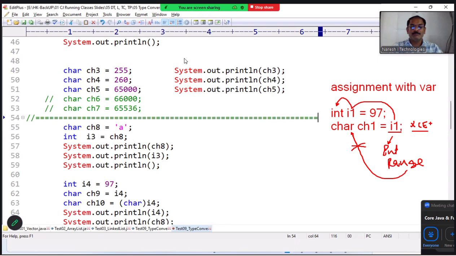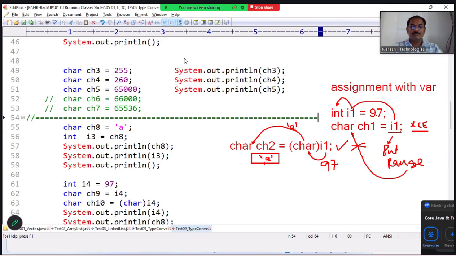Then tell me, here is the problem a type problem or a range problem? Range problem. Then can we solve this range problem? Yes. How? Char ch1 equal to, by writing what type? Char of I1. If I write a cast operator, the compiler verifies whether int and char are compatible. Yes. Then it compiles successfully. At runtime, the JVM will take what value from I1? 97. 97 converted to char. What value comes out? A. Single quote A is stored in the char variable.